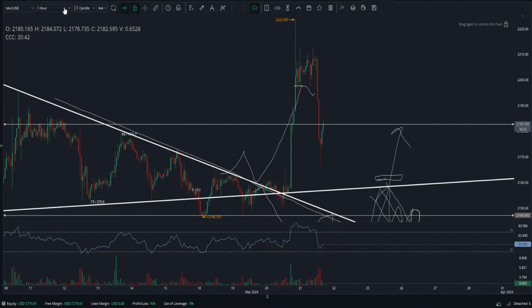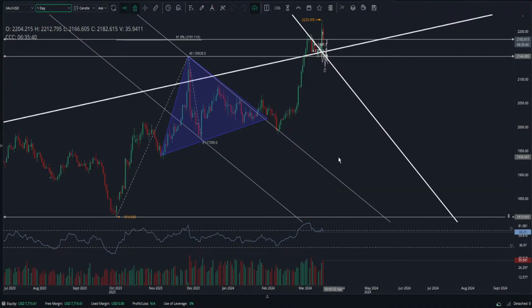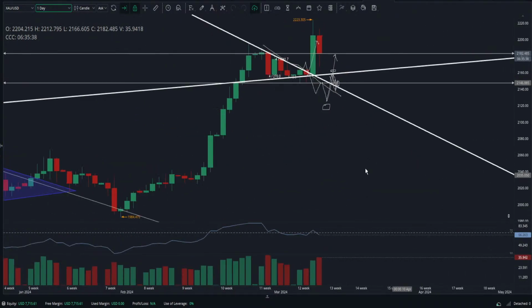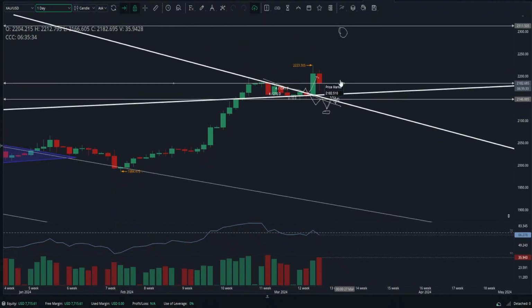Let's check on the daily what is happening. So on the daily, you see that yesterday there was a breakout to the upside. Now it is an inside bar. Well, expect 2311 very soon in this market, very soon.